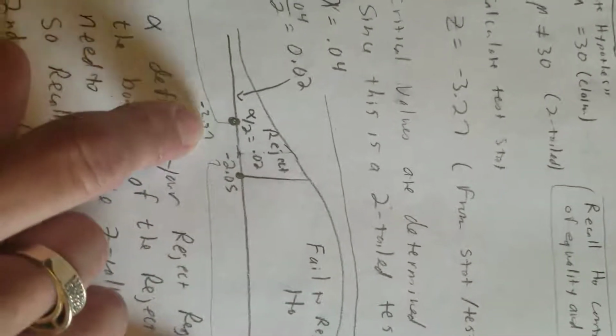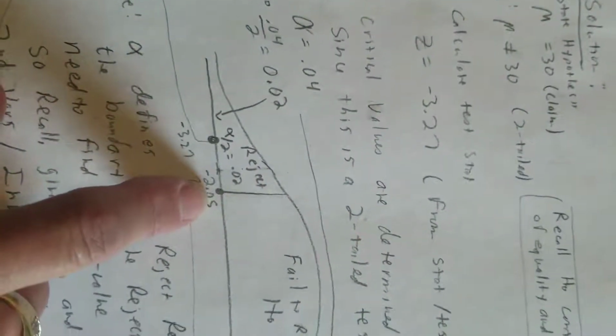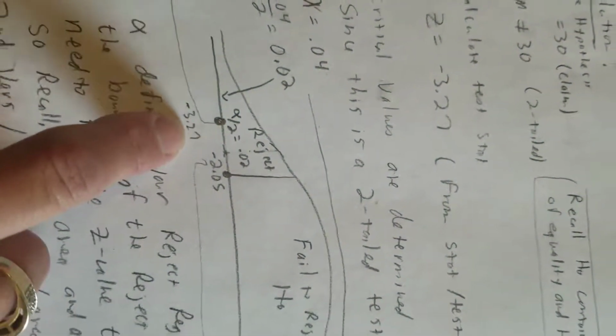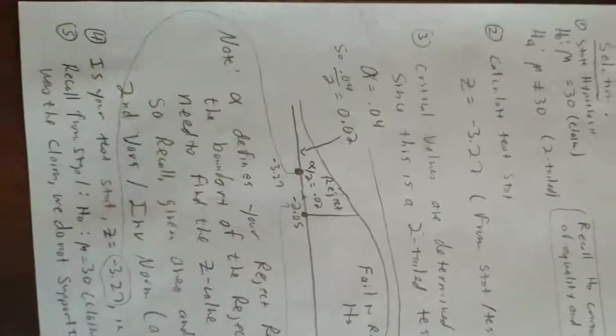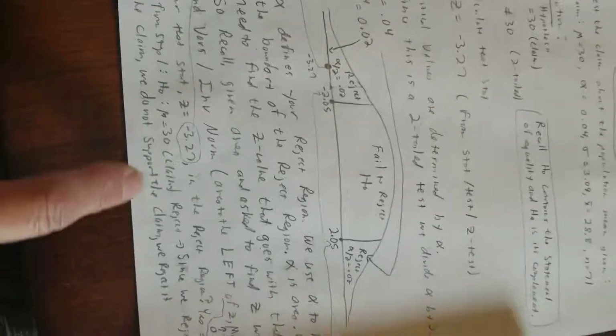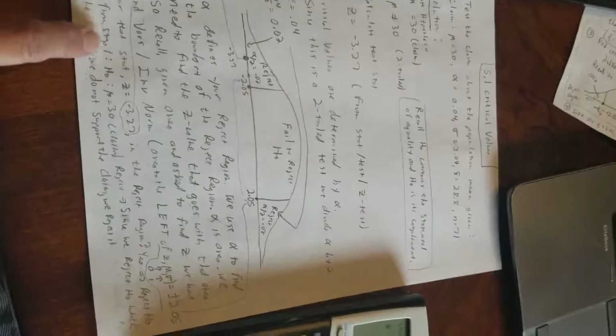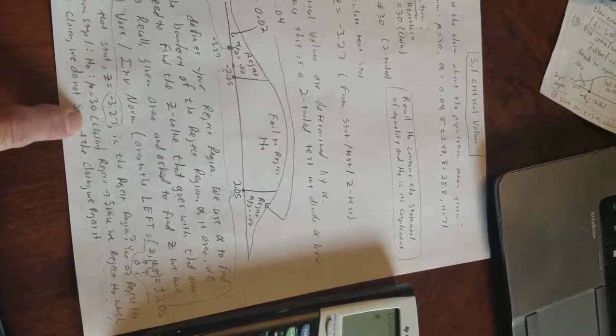And here, look at my test statistic. It actually is more extreme. It falls to the left. It's more negative than this boundary of the critical value. Therefore, it falls in my reject region. Okay? So that tells me, and you can kind of see it all here, I'm going to reject my null.